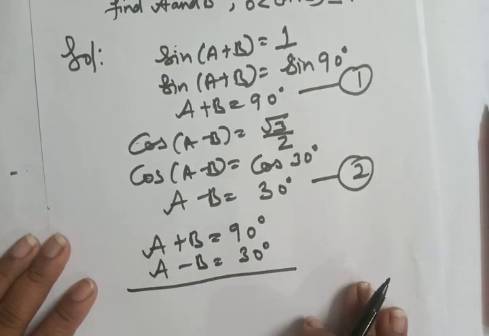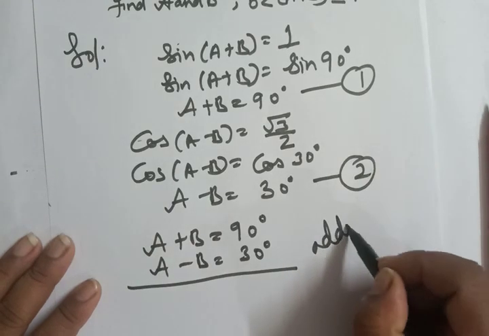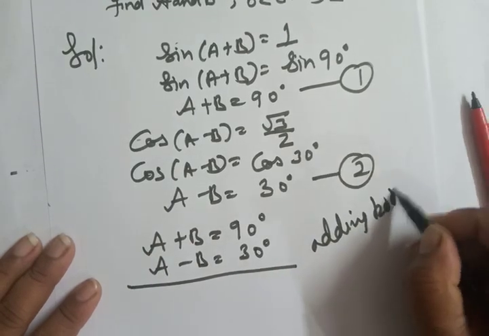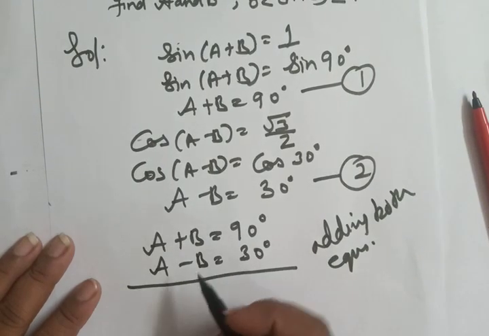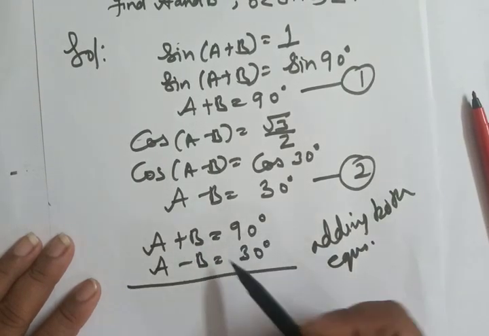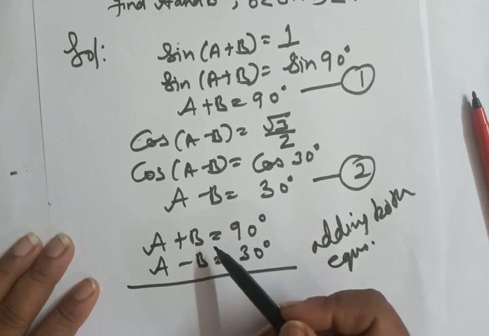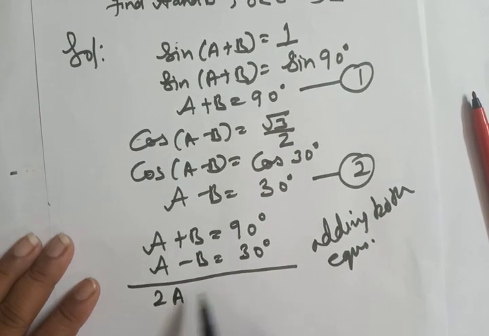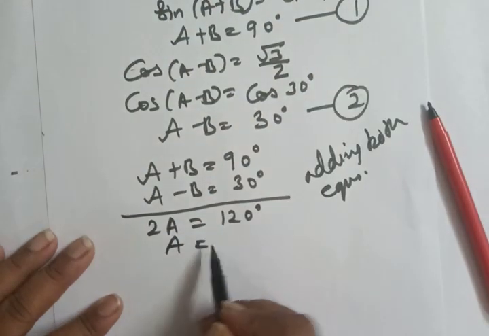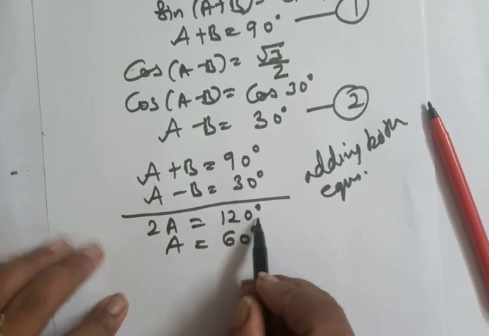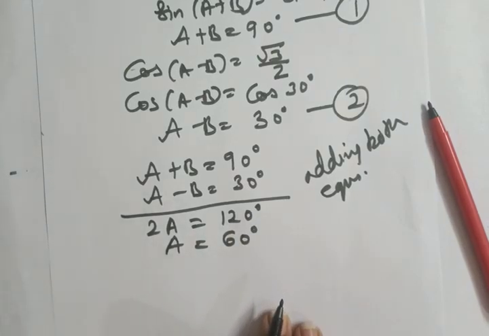What will we do? We will add both equations. We can subtract also, but by adding we can cancel out b, and we will get 2a, only one variable, that is equal to 120 degree. Yes, now a is equal to 120 degree upon 2, that is equal to 60 degree.